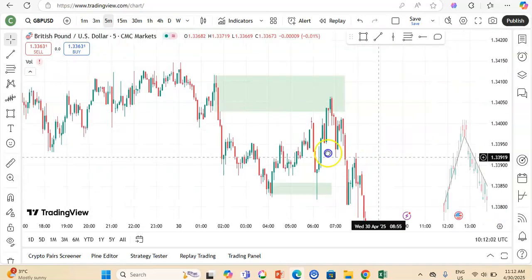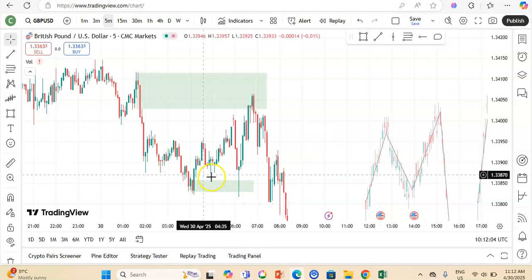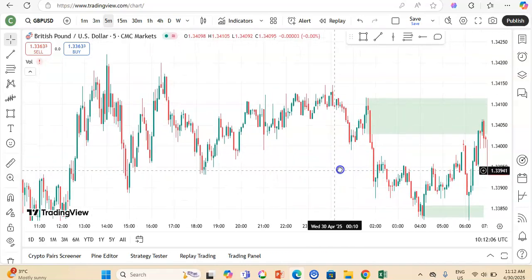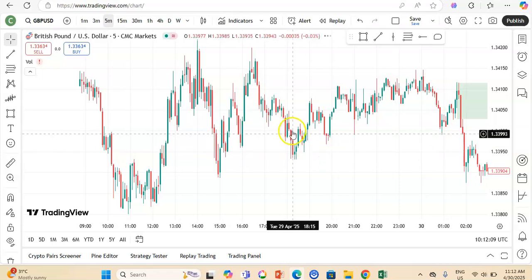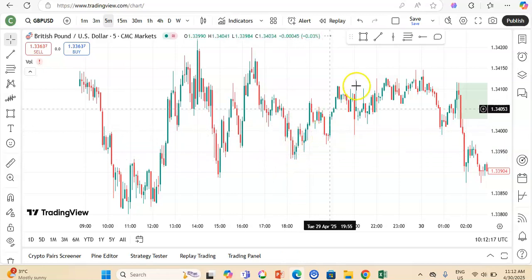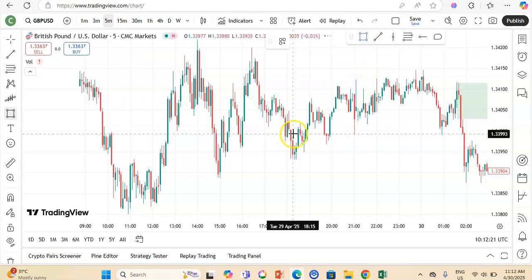Let me search for it. Beautiful. Look at this. Before this market started running up, we have 1, 2, 3. These are consecutive order blocks. You can highlight all of them together.